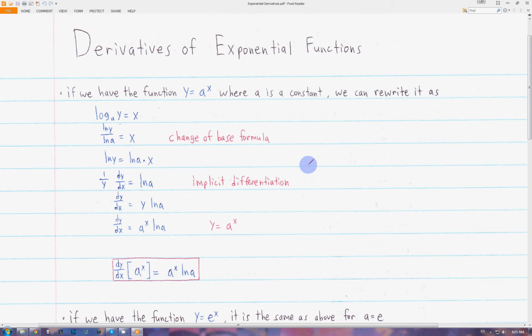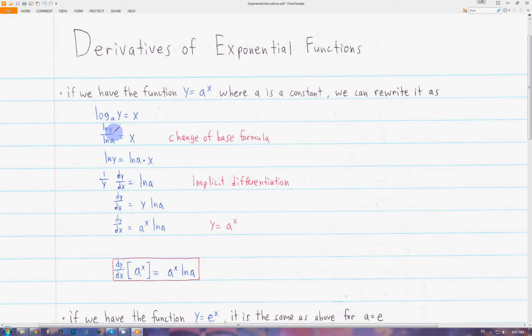So we have an exponential function y equals a to the x, where a is any constant, and we want to find the derivative of this. So we do know what the derivative of ln of something is. It's just 1 over something. So we can rewrite this as log base a y is equal to x. Remember, that's the same thing as a to the x equals y.